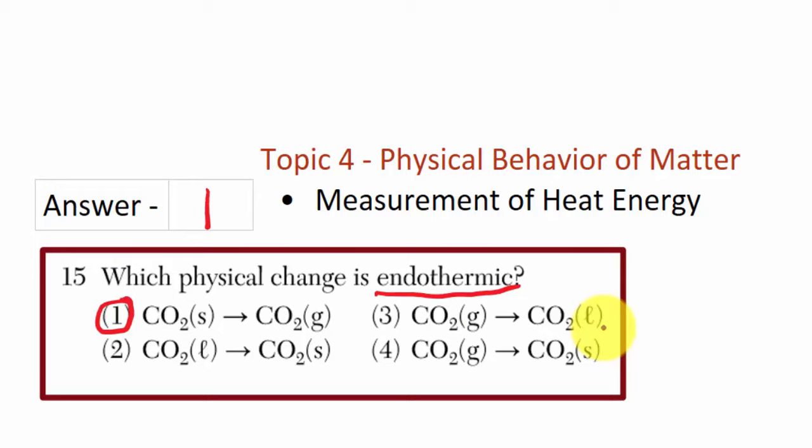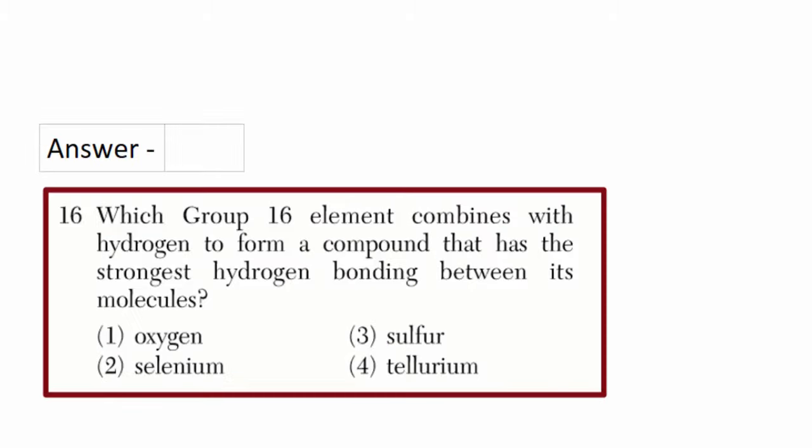Gas to liquid, same thing. You have to slow the gas particles down by removing energy from them. And gas to solid, yes, you've got to remove a lot of energy from a gas to get it to the point where it will be a solid. So our answer is 1. The carbon dioxide solid absorbs energy and converts to carbon dioxide gas. Answer 1.